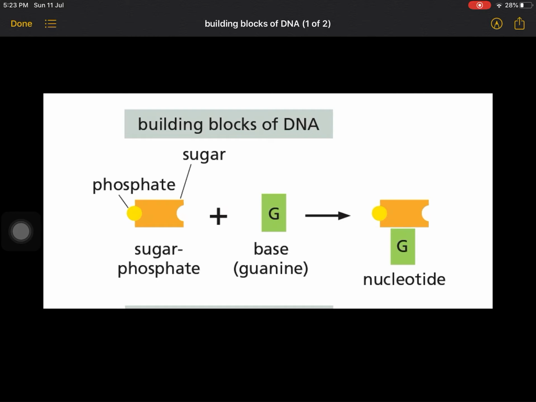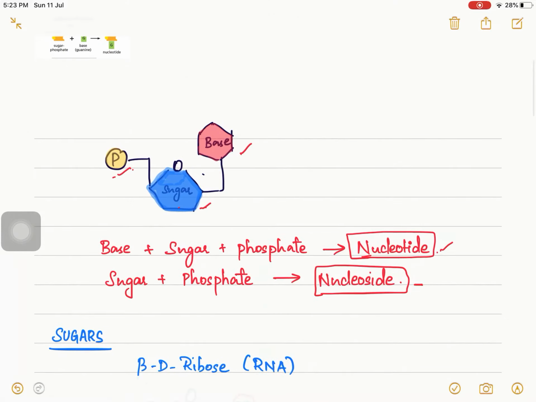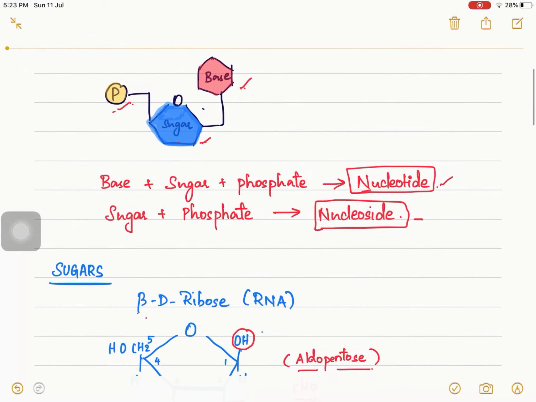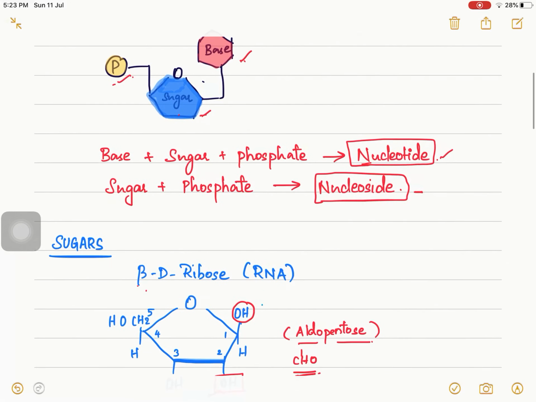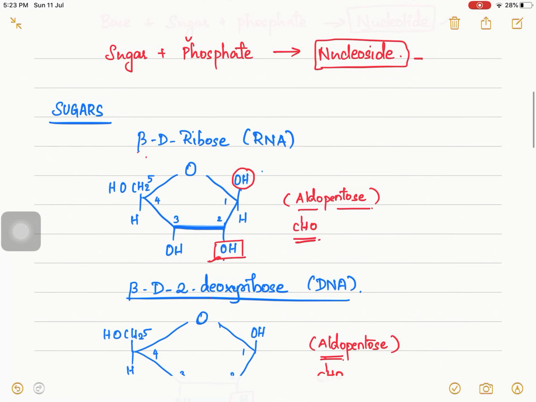This is sugar, phosphate and bases. The base can be either adenine, guanine, cytosine or thymine. For illustration I have drawn the base, sugar and phosphate here. We know as a combination it is called a nucleotide, and if the nucleotide is without a base then it is called a nucleoside. So first we will see the sugar in detail.